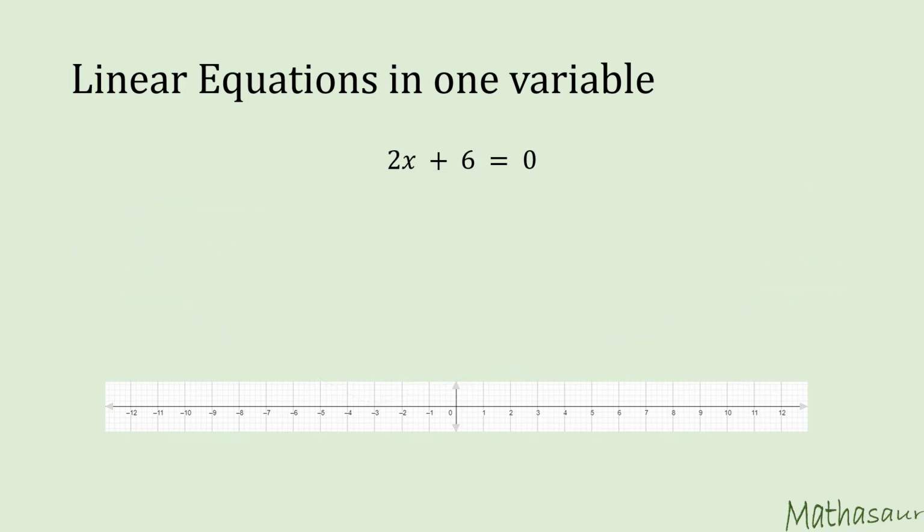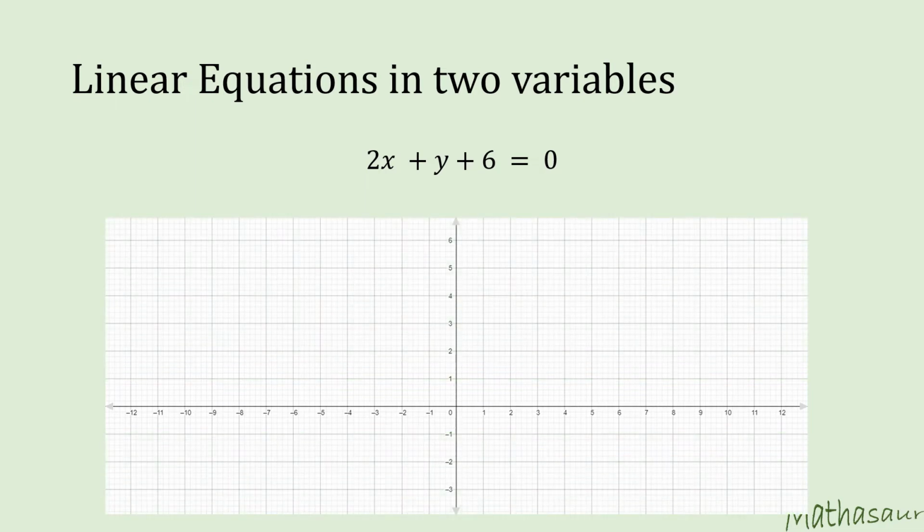Now what if we added another variable to this equation? Now we have two variables x and y, and our equation reads as 2x plus y plus 6 equals 0. Now this time, since we have two variables x and y, we would be looking at the xy plane. The x variable would correspond to the values on the x-axis, and the y variable would correspond to the values on the y-axis.